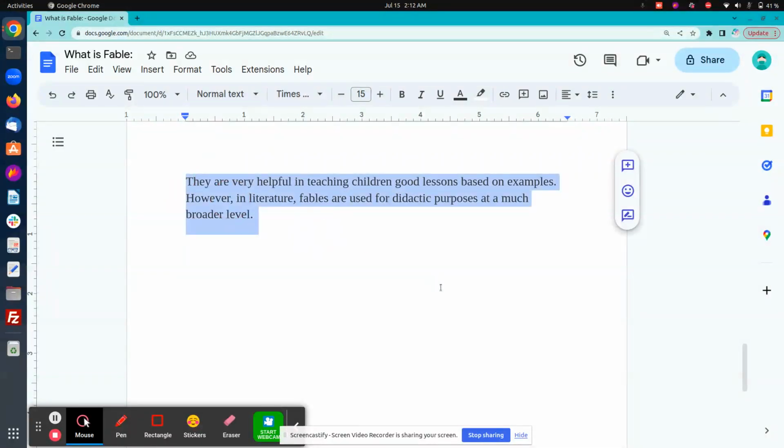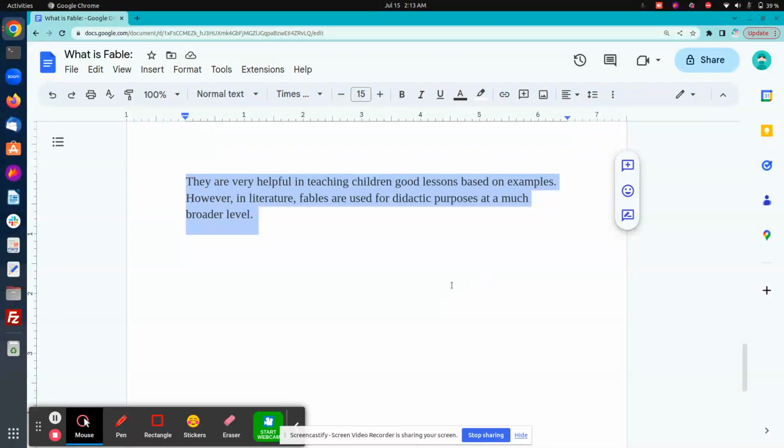They're very helpful in teaching children good lessons based on examples. However, in literature, fables are used for didactic purposes at a much broader level. If we talk about students in the lower, very early grades, fables can be a very good tool to teach them a deep and meaningful moral, or give them a lesson about, for example, honesty or truthfulness. In literature, fables are used for didactic, or educational, purposes at a much broader and more complex level.